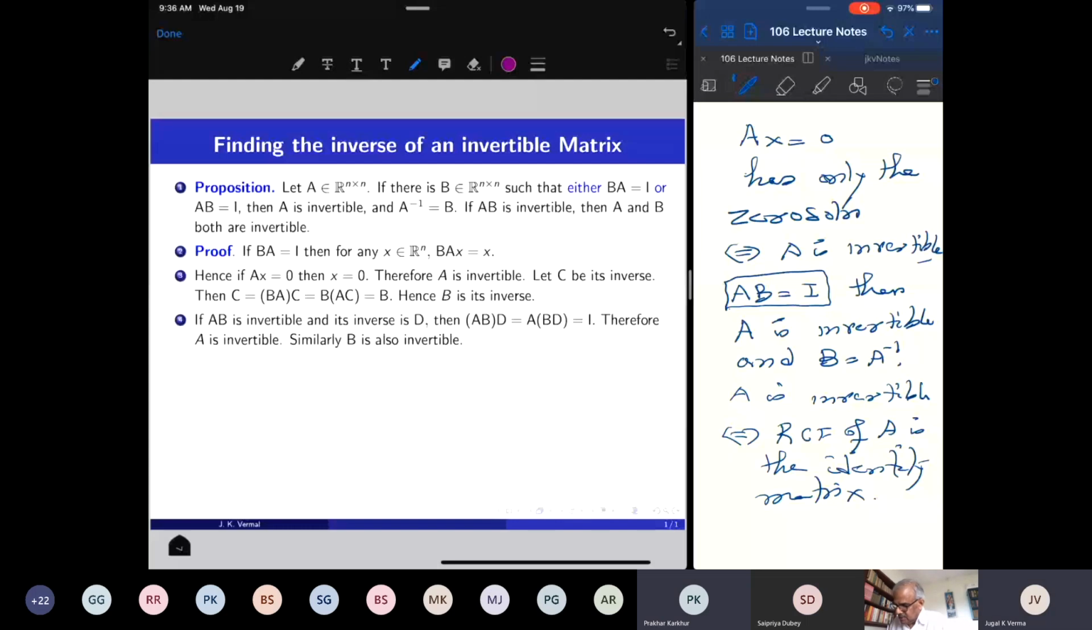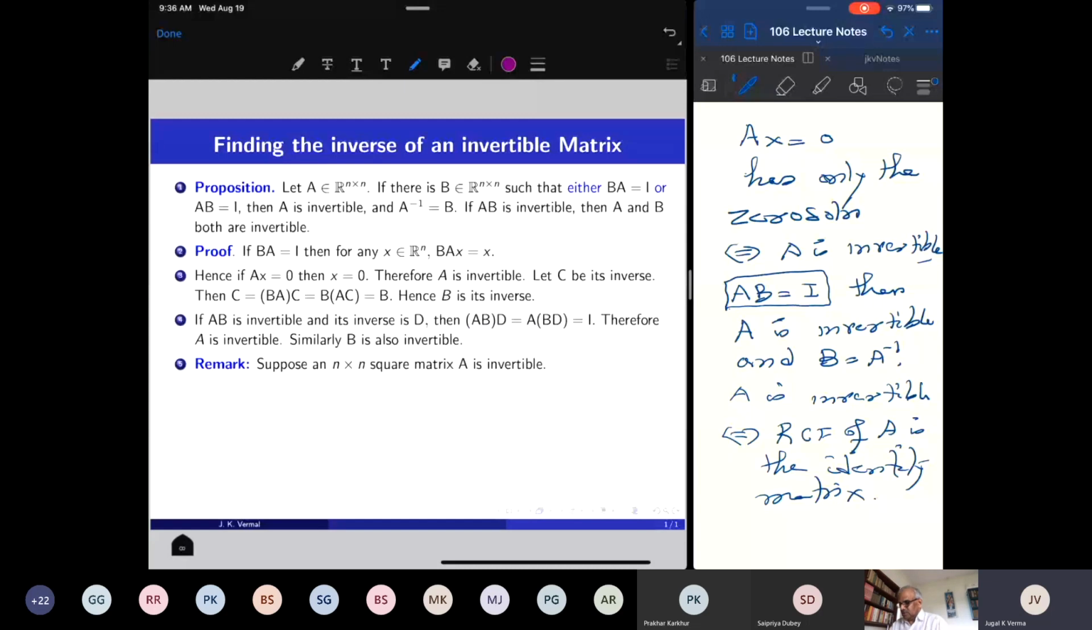So if AB is invertible, and suppose the inverse is D, then AB times D is equal to A times BD, and that is identity. And so A times BD is identity. So BD is the inverse of A. Okay. So if AB is invertible, then A is invertible. Similarly, we can prove that B is also invertible. Okay. So factors of an invertible matrix are invertible, and the product of invertible matrices is also invertible. This we have proved before, because we proved that the inverse of A times B is B inverse times A inverse.